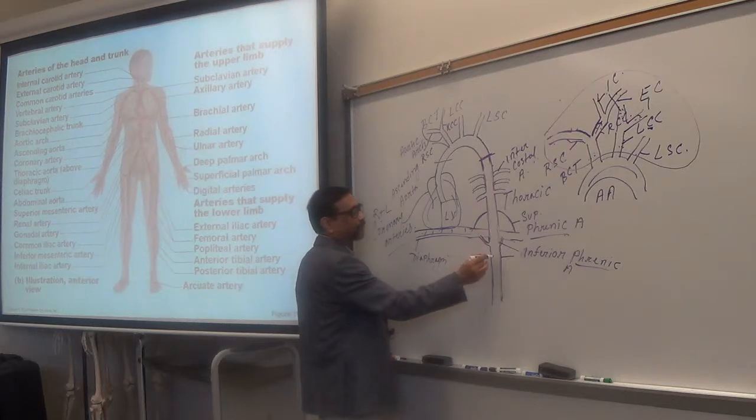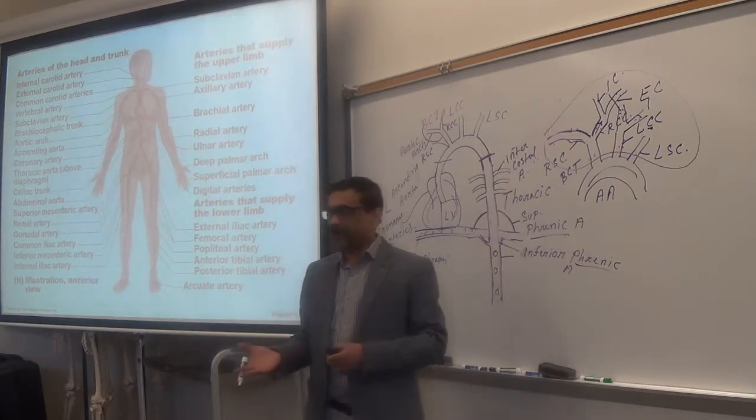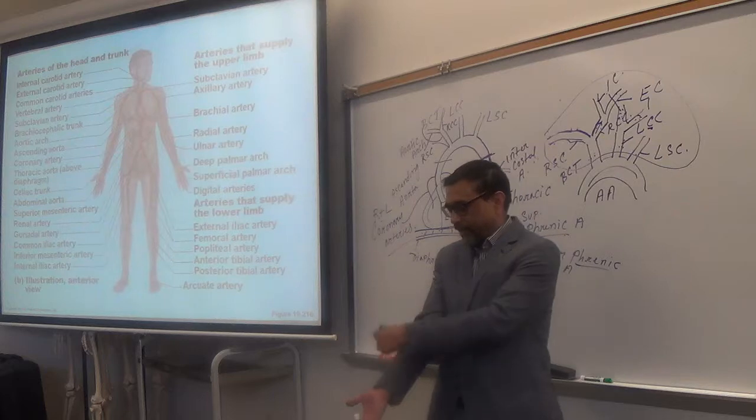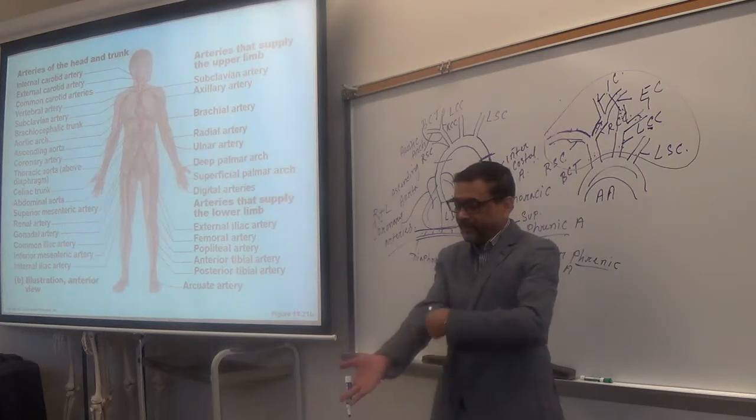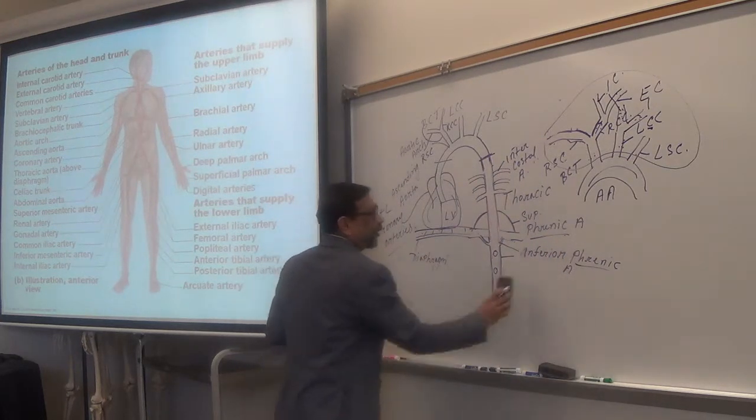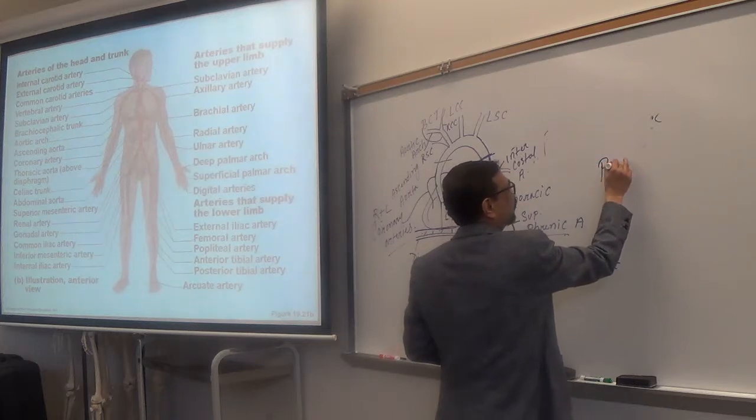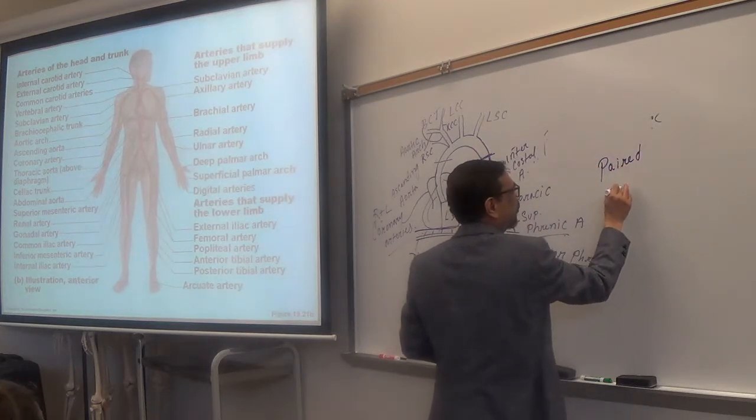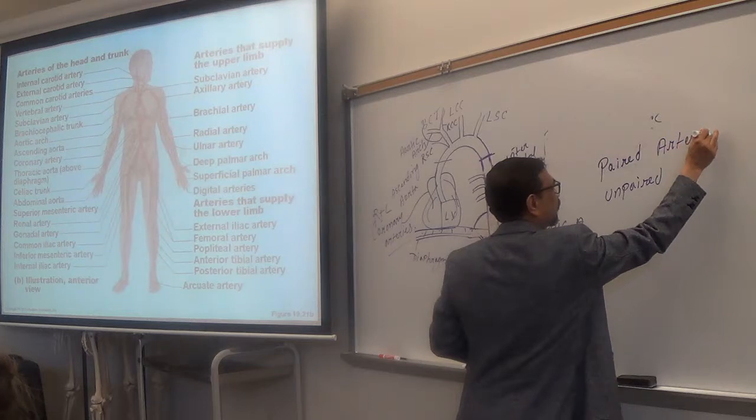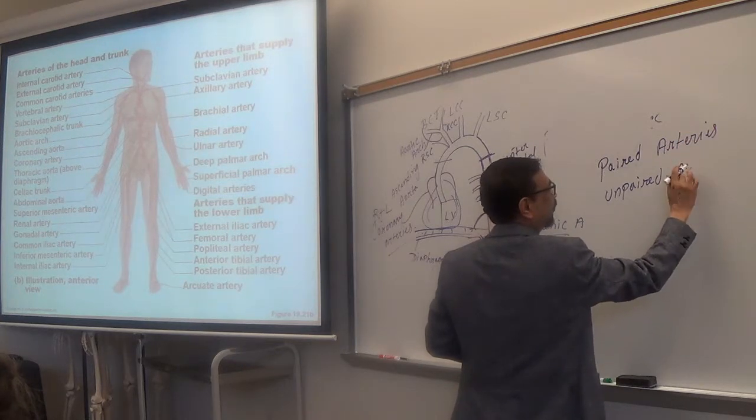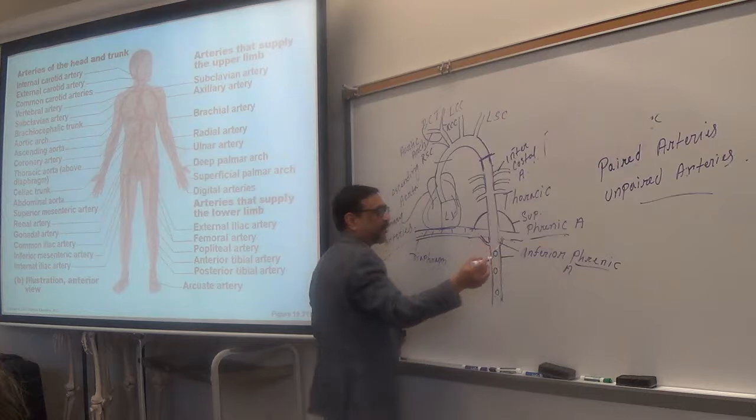Then you have from the front of the abdominal aorta, if this is the abdominal aorta, from the front, 3 arteries arise like this. And from both sides, other arteries arise. So we have 2 types of arteries come from abdominal aorta. Paired and unpaired. Paired arteries and unpaired arteries. Okay? So first, let's see the unpaired arteries. Those are single.